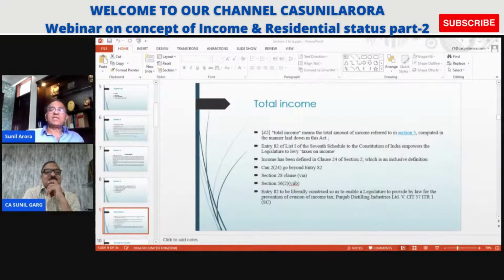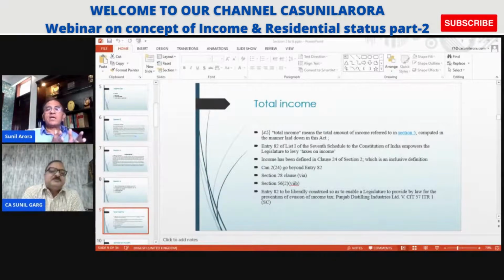But today, tell me one thing: just by making amendment to section 2 clause 24, by including everything as an income, does entry 82 permit such kind of a levy of tax on such kind of a thing, which is not an income at all? So my take on this particular thing is that once the constitution is there and the constitution says taxes on income, then the Income Tax Act has to remain within that concept of income.